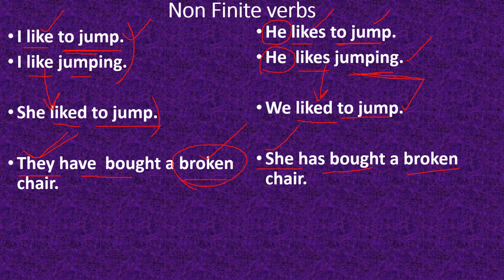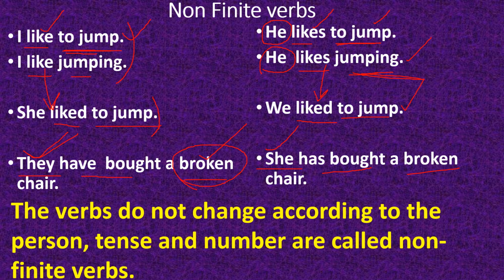So, finite verb is changed according to the person, according to the tense, and according to the number, but non-finite verbs are not changed according to the person, according to the tense, and according to the number. This kind of verbs are called non-finite verbs. So what are non-finite verbs? The verbs that do not change according to the person, tense, and the number are called non-finite verbs.